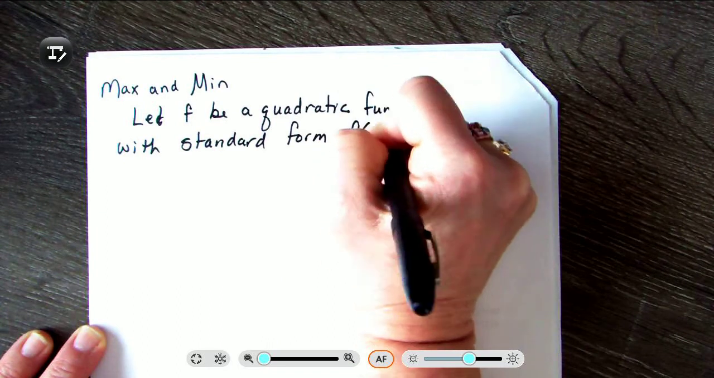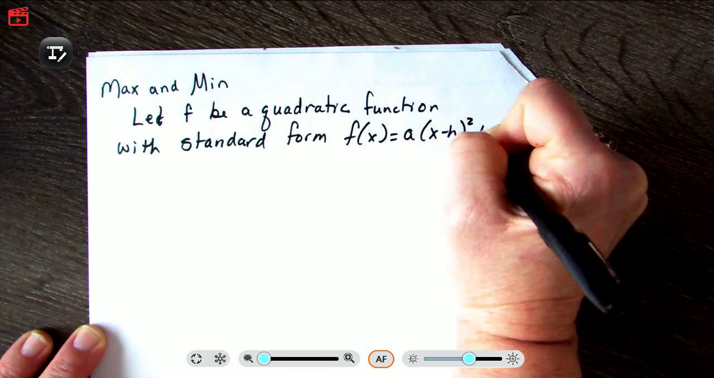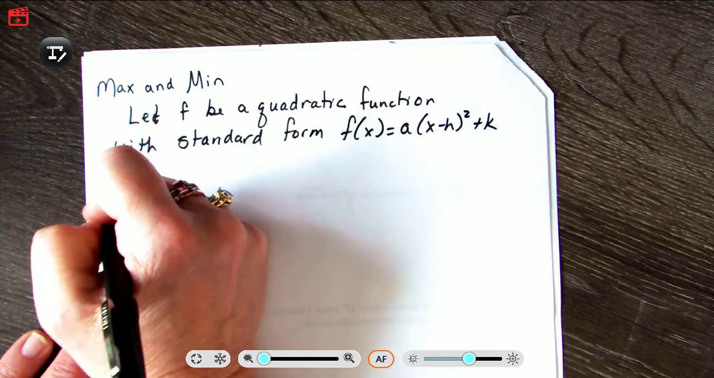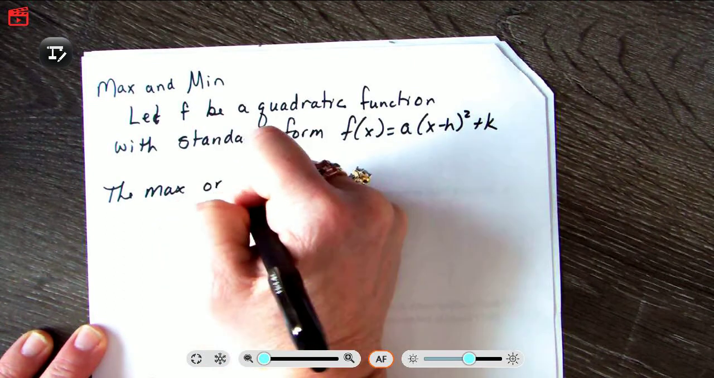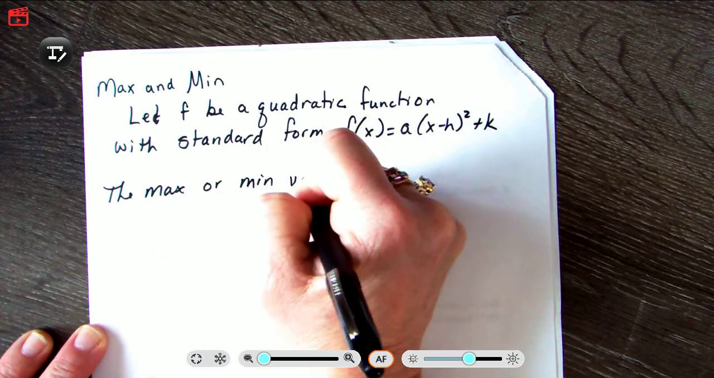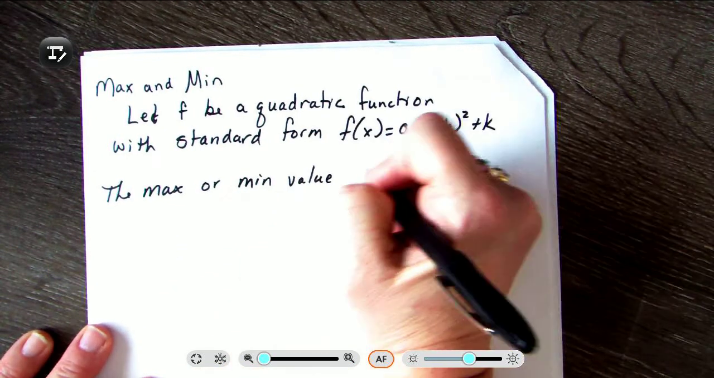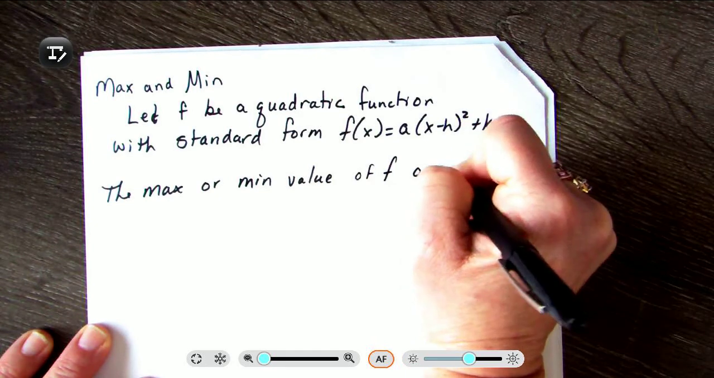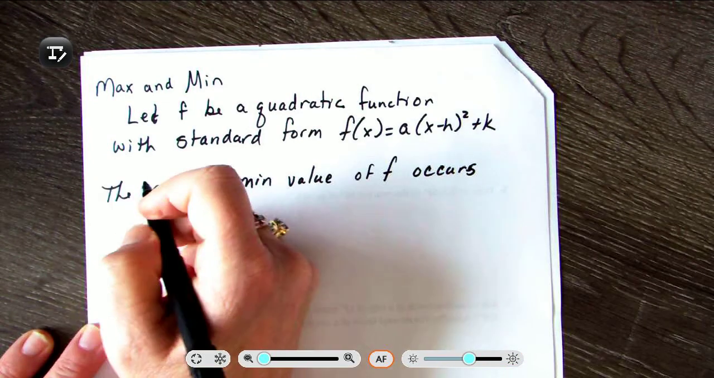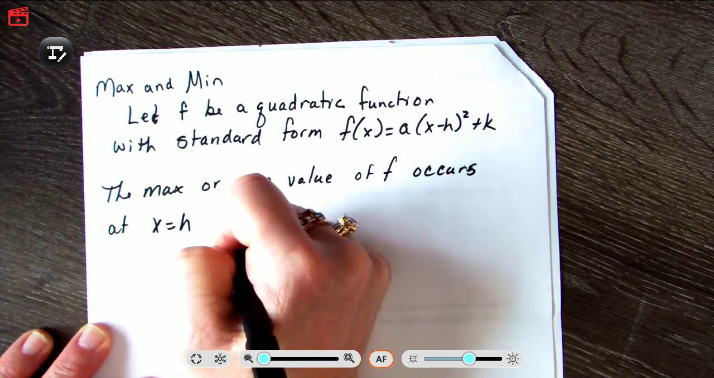f of x equals a times (x minus h) squared plus k. The max or minimum value, I did abbreviate maximum, minimum value of f occurs at x equals h.